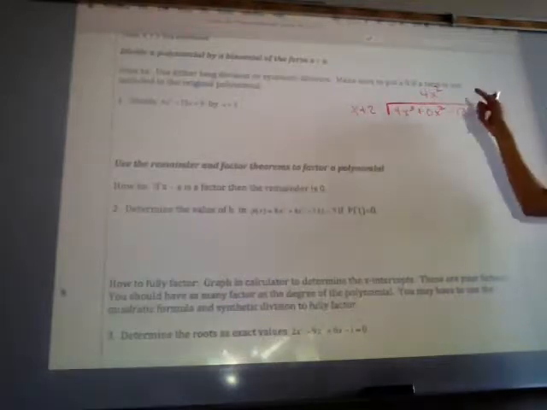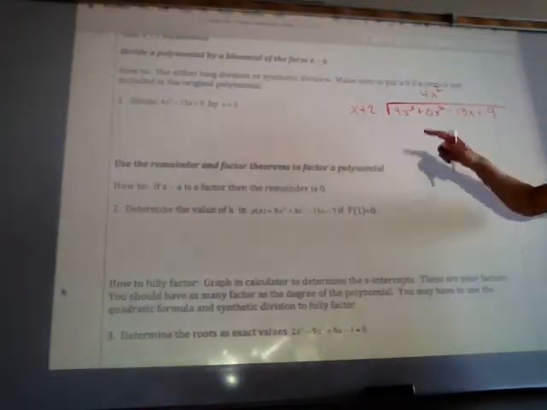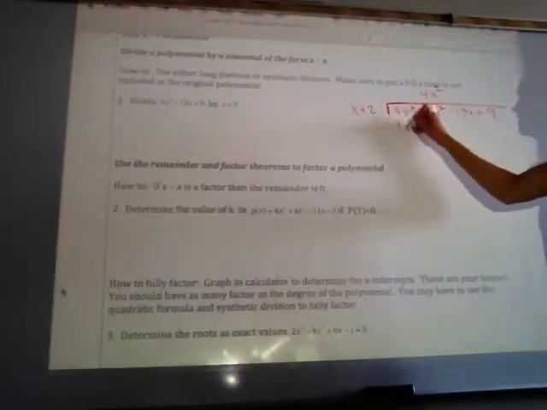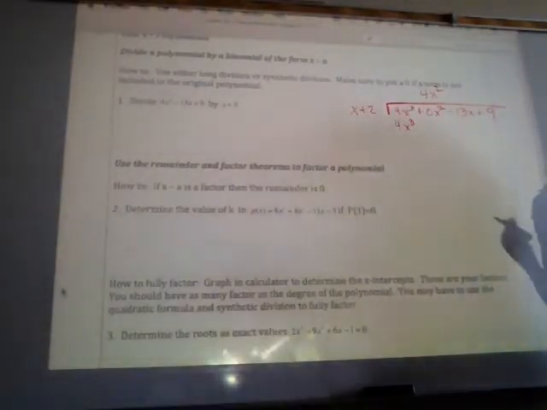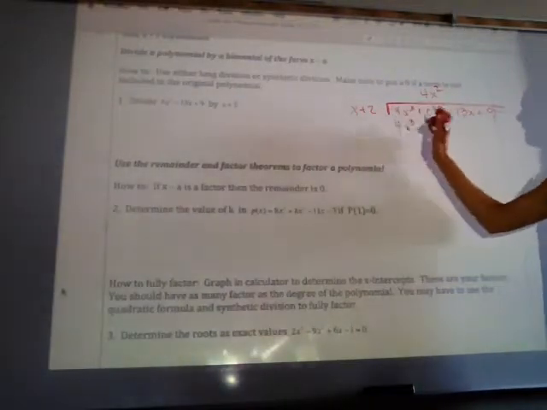Then I need to multiply this 4x squared back by both terms in the divisor. So 4x squared times x gives me 4x cubed. And that's what we want. We want to have the exact same term as the first term. Okay, then we multiply 4x squared times 2, we get 8x squared.